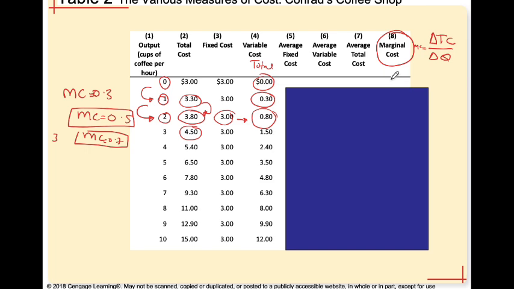Now let's just focus on average fixed costs. Remember that average cost was basically total cost divided by how much is being produced.